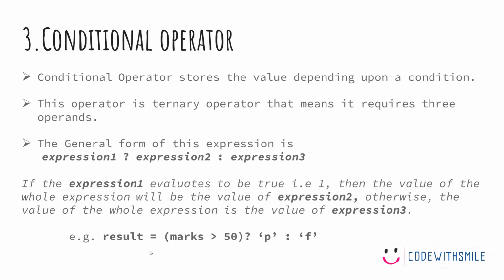Here we have an example. result = marks > 50 ? 'P' : 'F'. Here marks > 50 is expression 1. If this condition proves to be true, the variable result will be assigned character P, or if this condition proves to be false, the result will be assigned character F. Guys, please don't forget to make the data type of result as char.